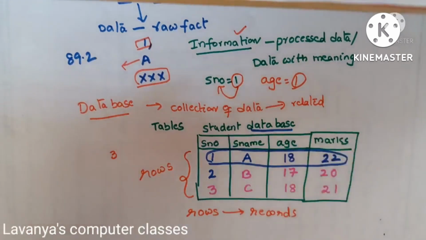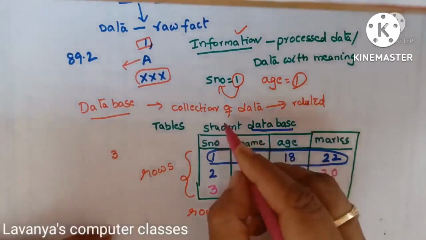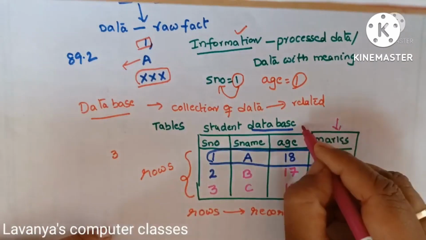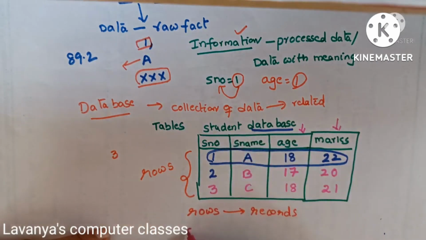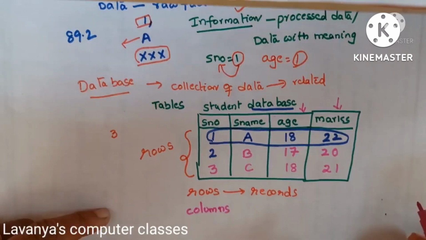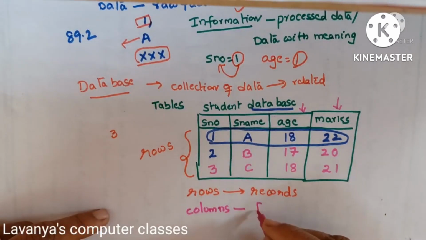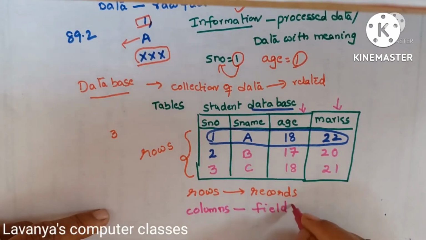Records. These vertical lines, what are the vertical lines? These are marks, age, student name, serial number. The vertical lines are called columns. These columns are called fields.